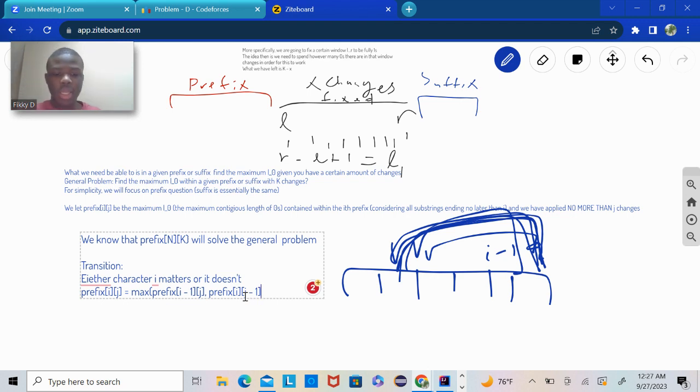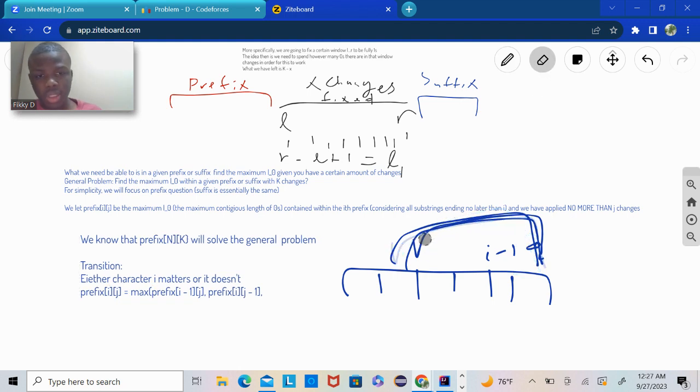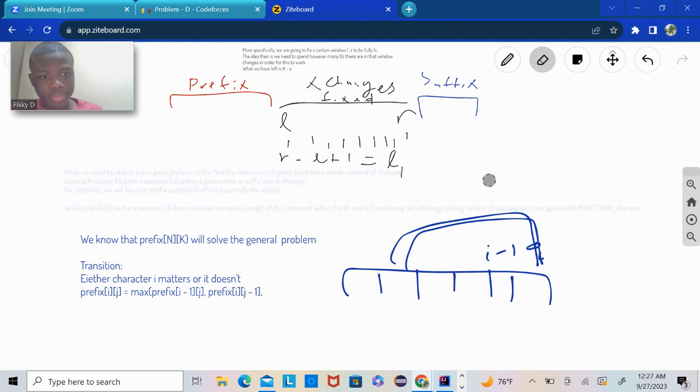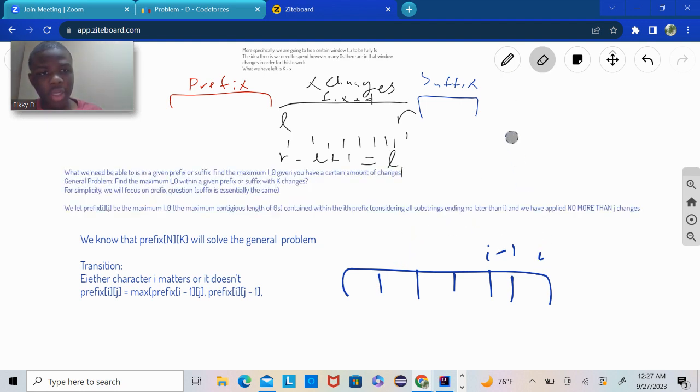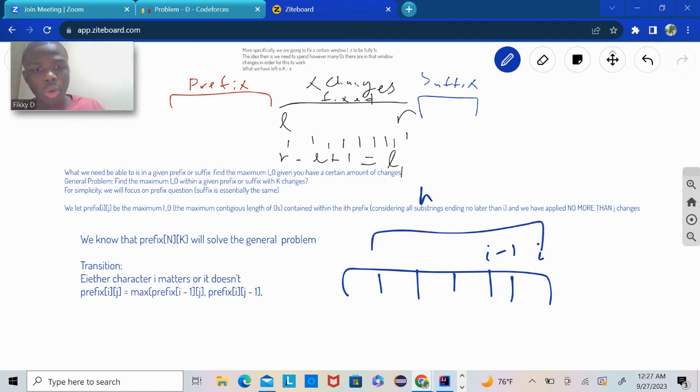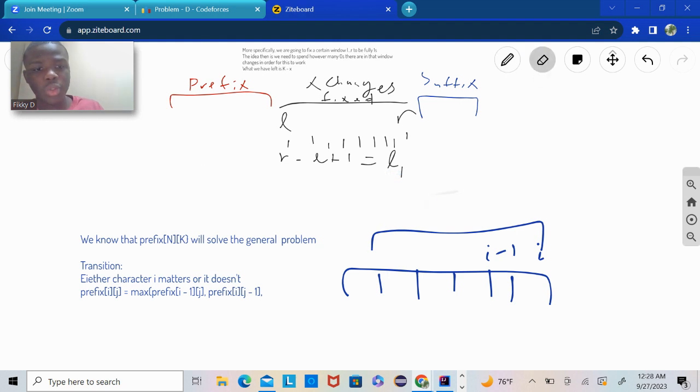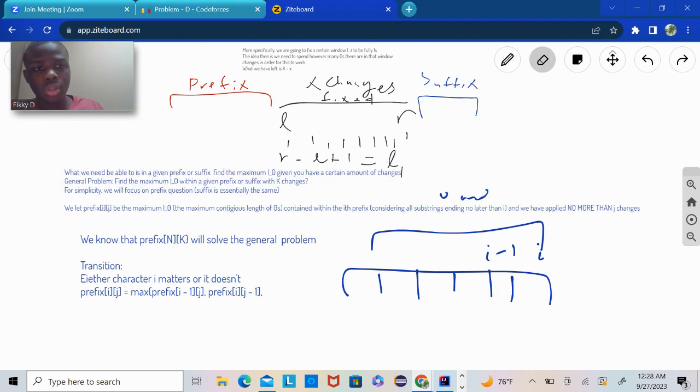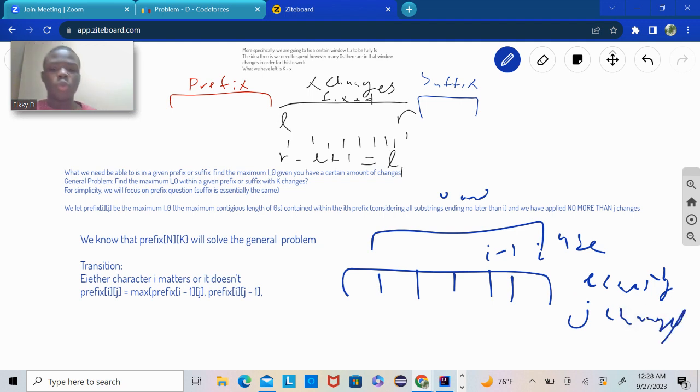But then it gets a little bit tricky, because the last thing you have to think about is that the strings can now end on I. Now you have to think about substrings that end on I and use no more than j changes, or basically use exactly j changes, because we've already considered strings that end on I. This is implying that the character actually matters now.